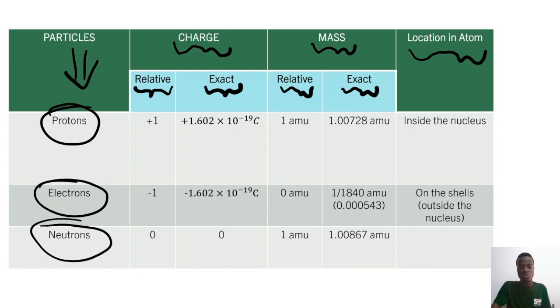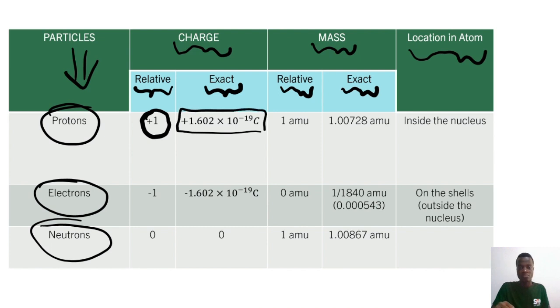For proton, the relative charge is positive, right? Positive one. That's why we say it's positive one. But the actual charge is in coulomb. The actual charge is positive 1.602 times 10 to the power negative 19 coulomb.